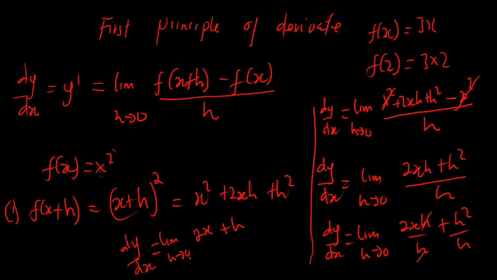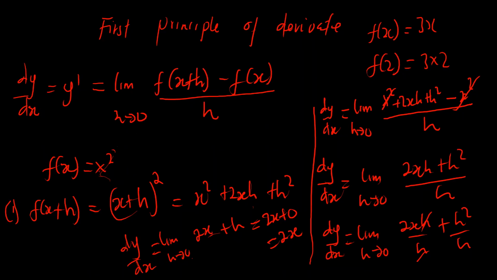Now you want to plug in 0 into the function. So h is 0, it is going to be 2x plus 0, and that equals 2x. So now dy dx of the function x squared is equal to 2x. We have used the first principle to obtain the derivative. And so this is how it works.